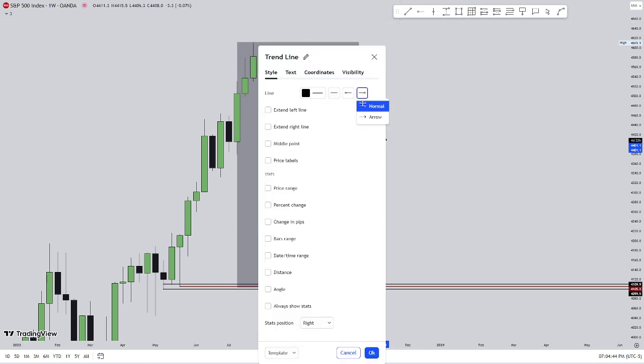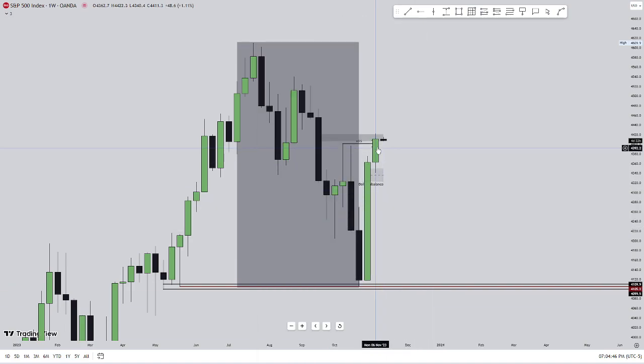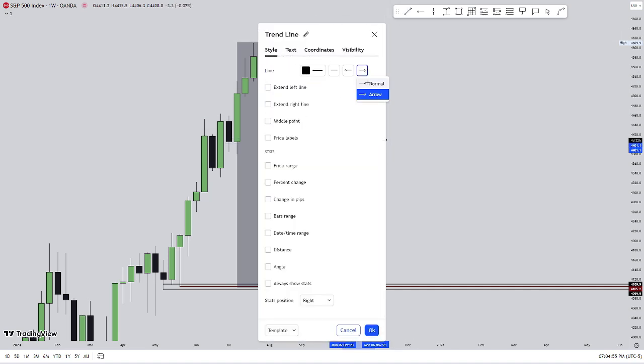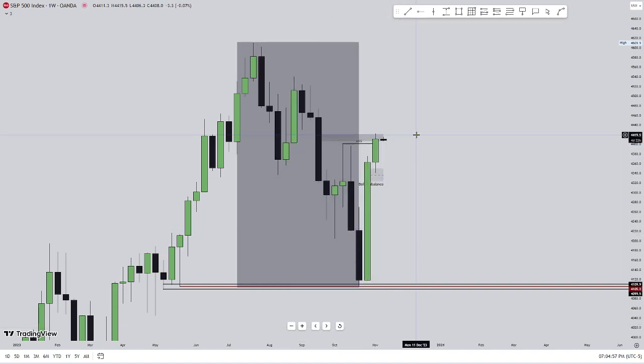So this is also a market structure shift, which you can mark right here. We'll just do that. So why is that so big? Why is the arrow so big? Let's not do that. So a market structure shift happened here.